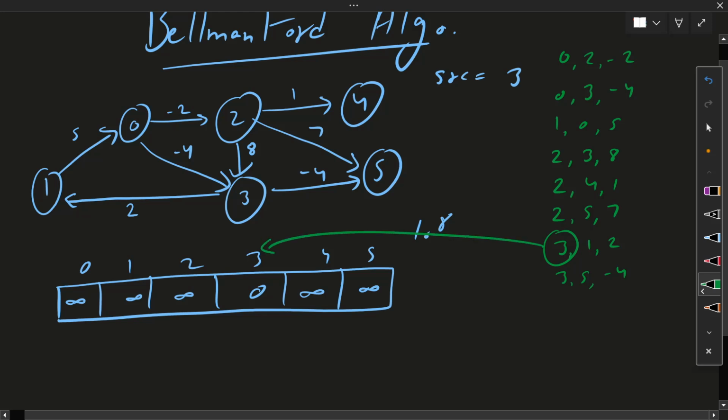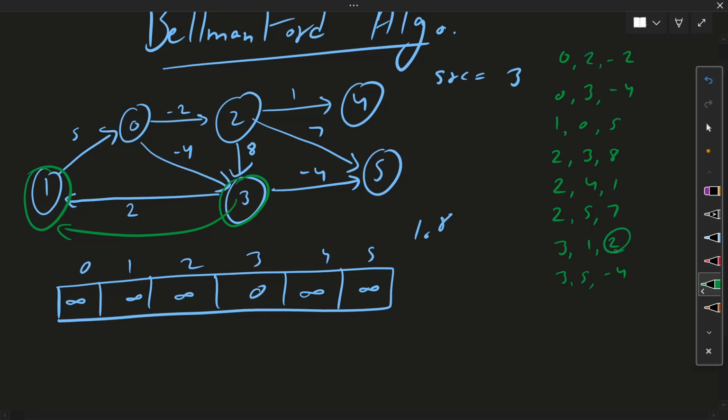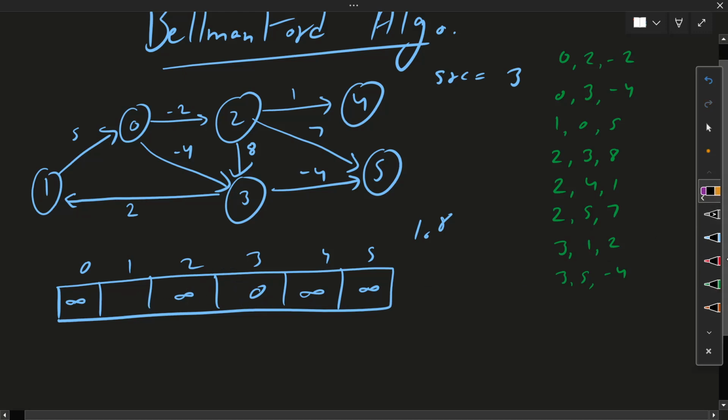Then 3. We have reached 3. So from 3 to 1. We are going from 3 to 1. To reach 3, we got 0. Then to reach 1, we have to traverse a distance of 2. So we will fill this value. We need to fill the minimum value to reach 1. What do we fill?